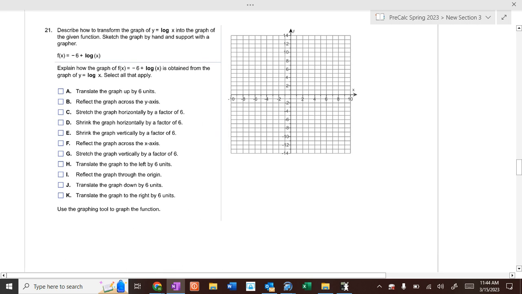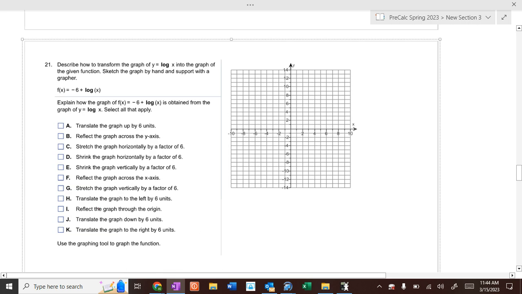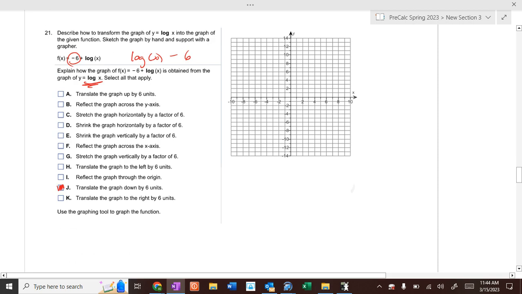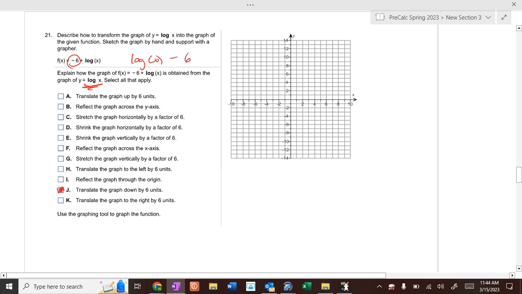And last but not least, number 21. Negative 6 plus the log of x. Okay? Compared to the regular log of x, what's negative 6 do to it? Basically, it's a log of x minus 6, right? So it translates it down 6. Okay? So then you would graph what you're supposed to graph on there. Okay? So there you go.